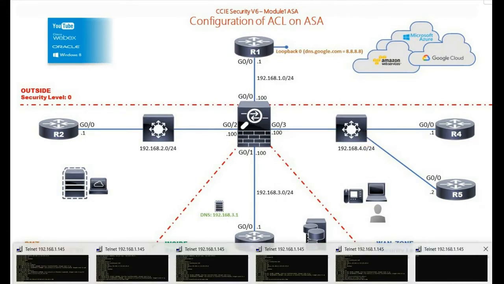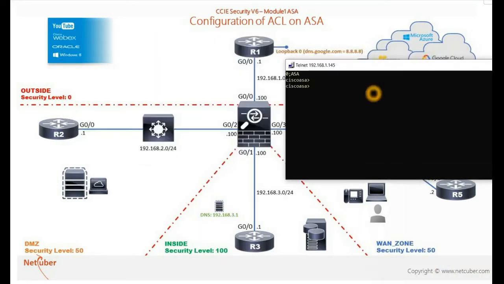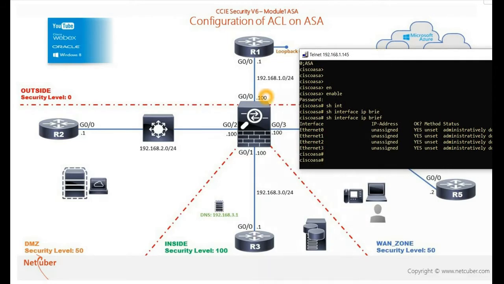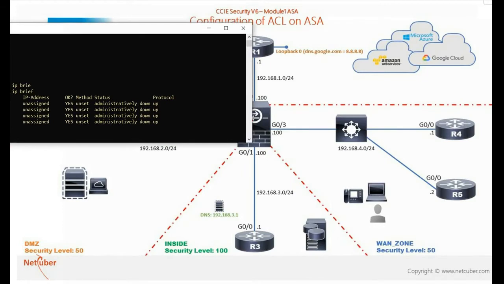Now ASA. So in ASA, enable, show interface ip brief. We have 4 Ethernet interfaces. So for the physical connectivity, in the topology it's G0/0, but in reality it is Ethernet 0, which is connected to outside router 1, and Ethernet 1 is connected to router 3, which is inside. Ethernet 2 is connected to router 2, which is on DMZ, and Ethernet 3 is connected to a switch, which is going to R4 and R5.